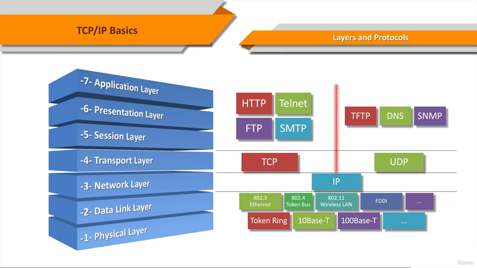Let me put another parenthesis here. We're talking about the OSI reference model here. In addition, there is another reference model called the TCP/IP reference model. And instead of the OSI model's last three layers, there is only a single application layer in the TCP/IP reference model. Just keep that in the back of your mind. And back to our subject.